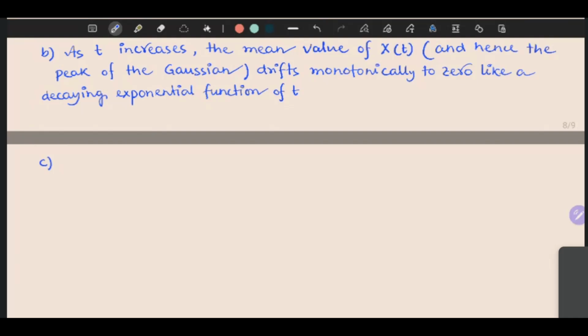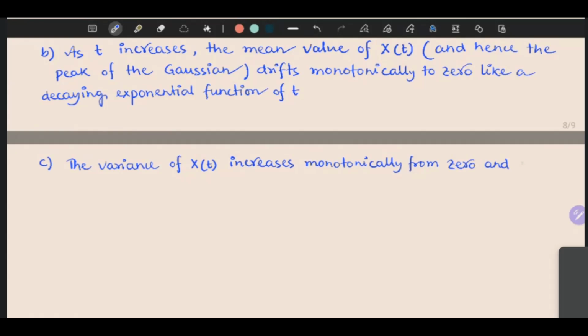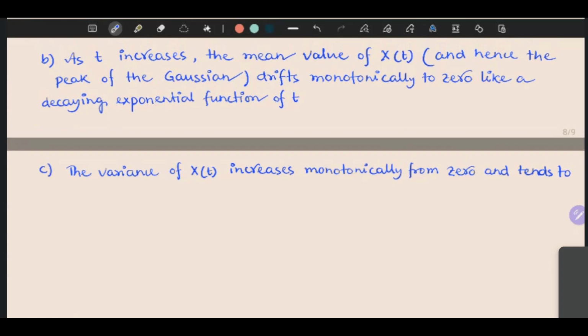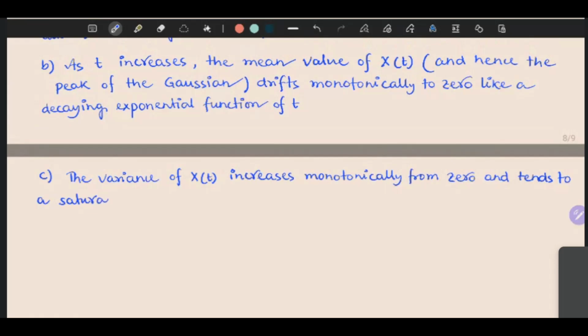Second is, third is the variance of x of t increases monotonically from 0 and tends to a saturation value as t approaches infinity.